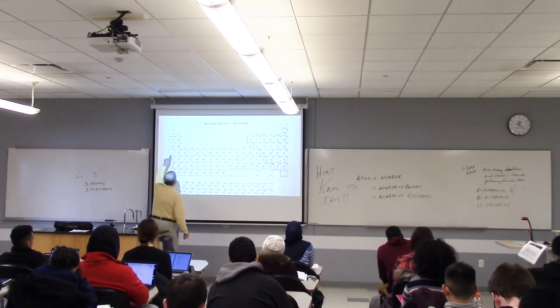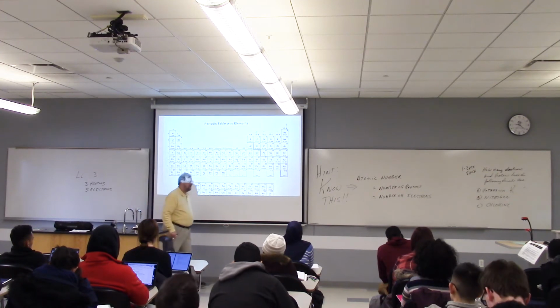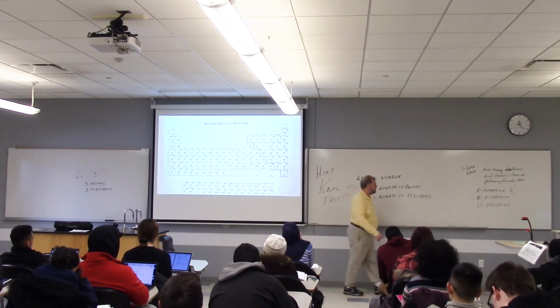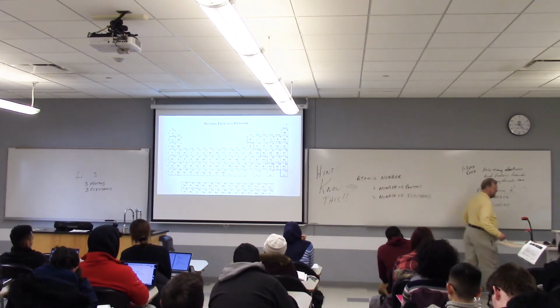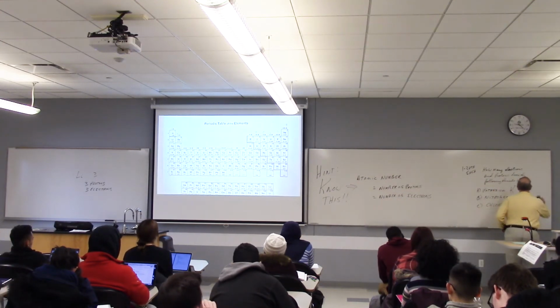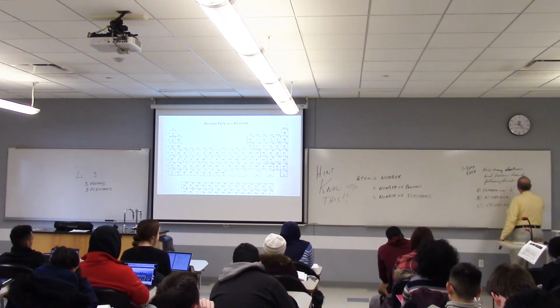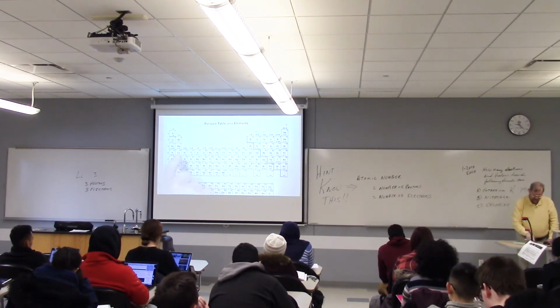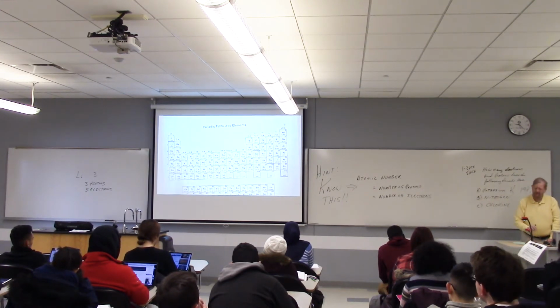What's its atomic number? 19. The atomic number tells you how many protons and electrons. Therefore, potassium has 19 protons, 19 electrons. As you can see the number right there.